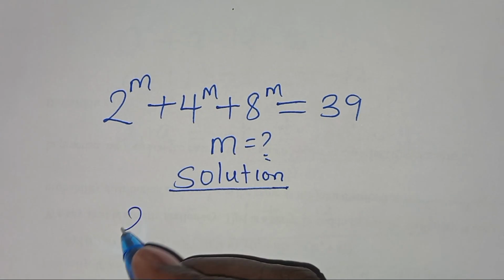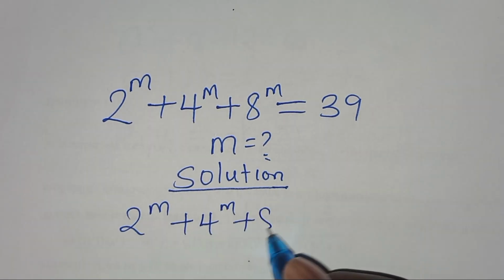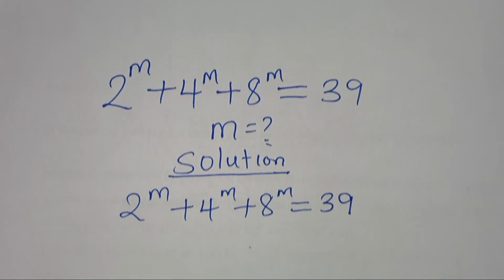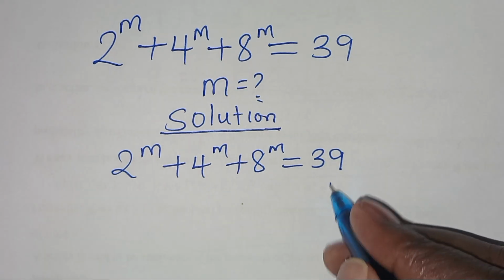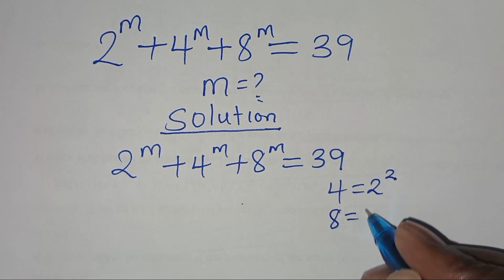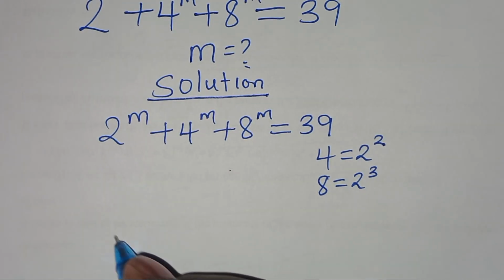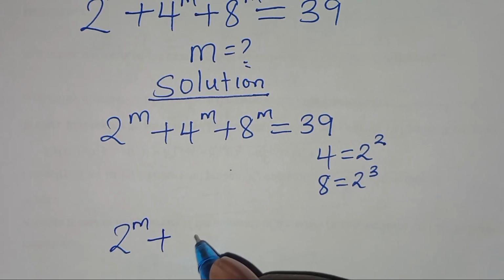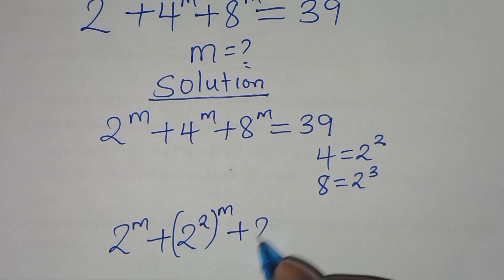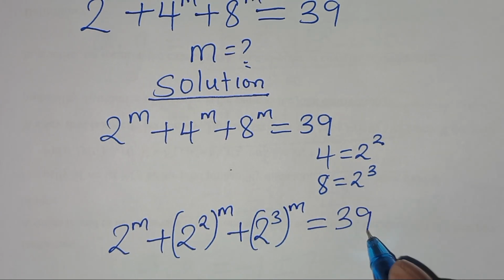we have 2 to the power m plus 4 to the power m plus 8 to the power m. This is equal to 39. We can express 4 as 2 to the power 2, and we can express 8 as 2 to the power 3. Substituting this, we'll have 2 to the power m plus 2 to the power 2 raised to the power m plus 2 to the power 3 raised to the power m. This is equal to 39.